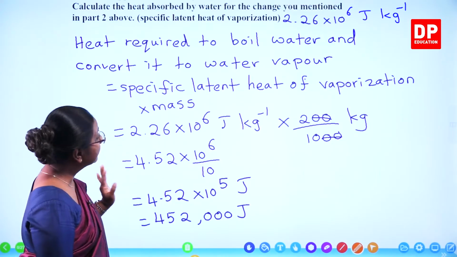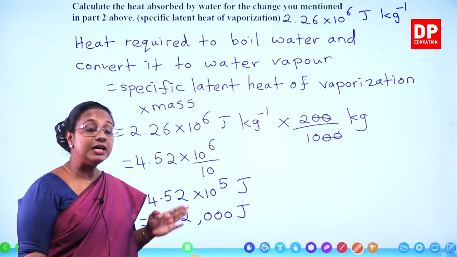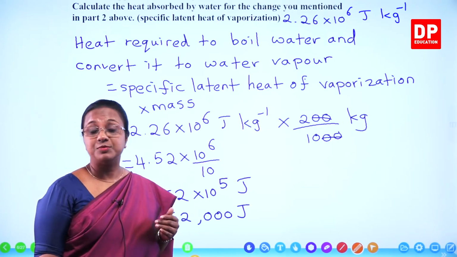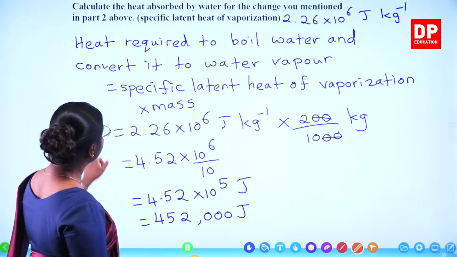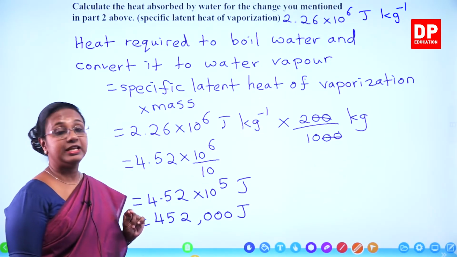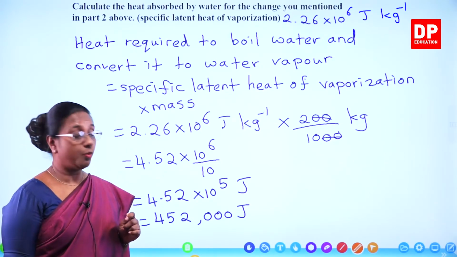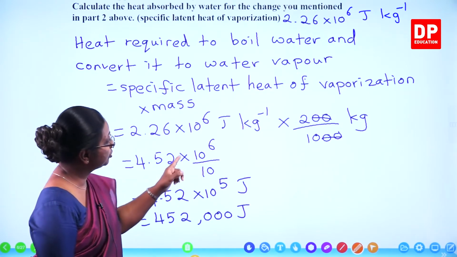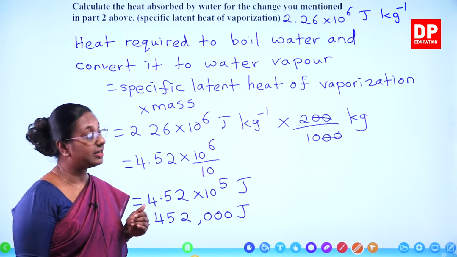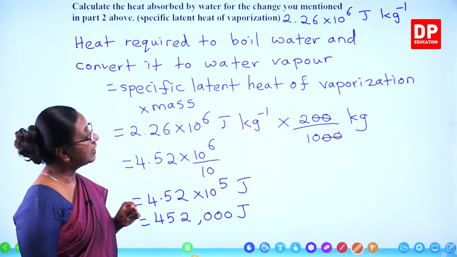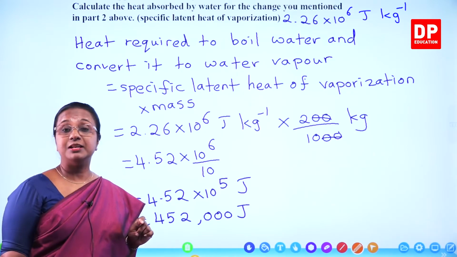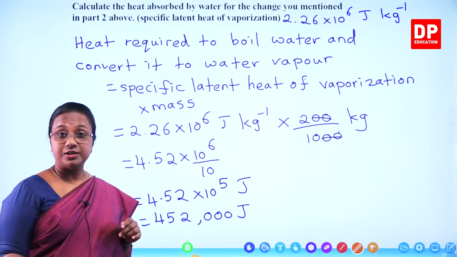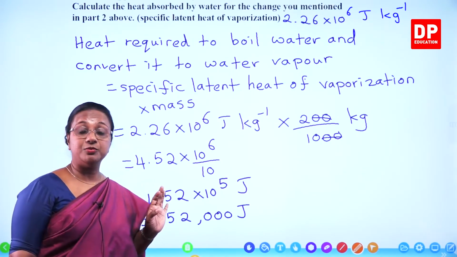We needed to calculate the amount of heat that is needed to convert 200 grams of water at its boiling point to 200 grams of steam. So to do that, we multiplied the specific latent heat of vaporization by the mass of water. So there we had this value 2.26 into 10 to the power of 6 joules per kilogram. That is the specific latent heat of vaporization. And you have to multiply by mass, that is 200 divided by 1000. So then you get the value as this, 4.52 into 10 to the power of 5 joules, or 452,000 joules.